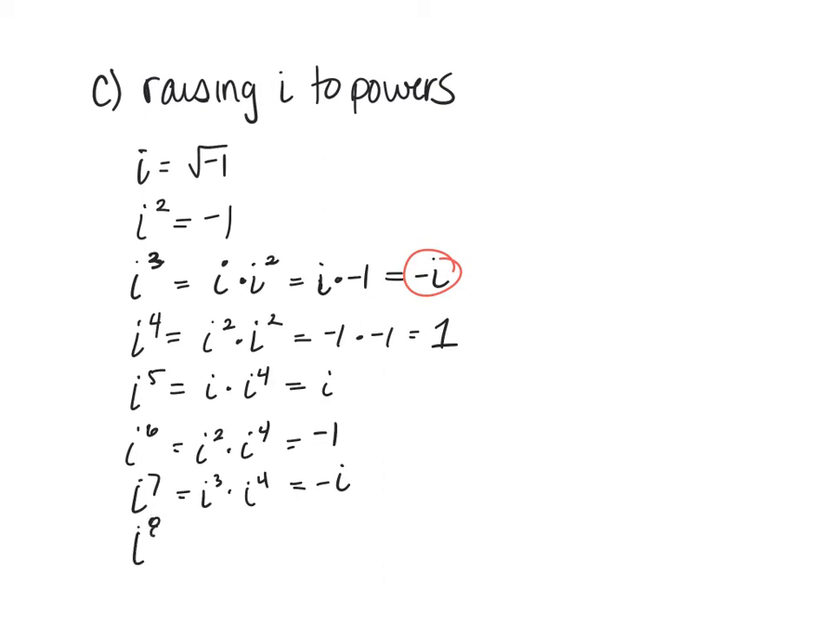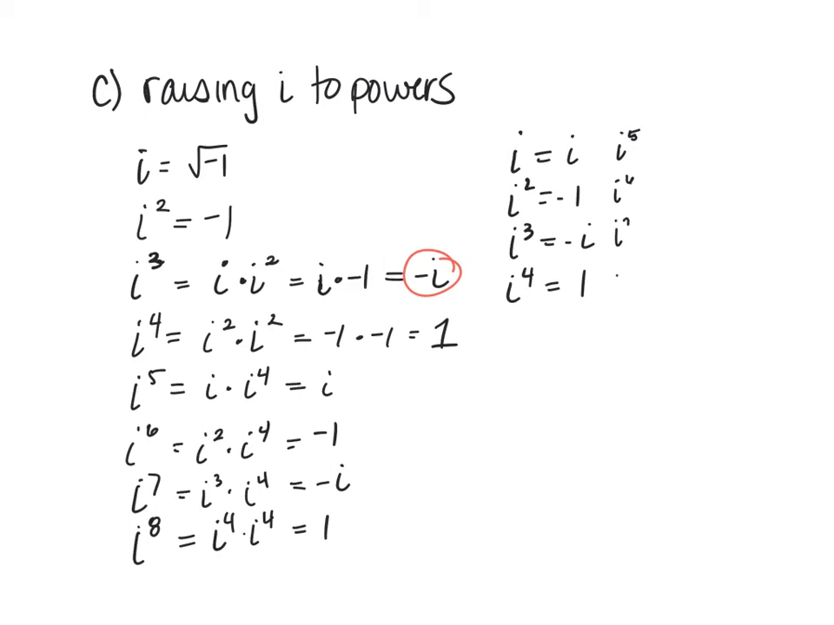And we have this pattern. It repeats. So we get i equals i, i squared equals negative 1, i cubed equals negative i, and i to the 4th equals 1. And then it cycles around. i to the 5th, i to the 6th, i to the 7th is the same thing. i to the 8th, i to the 9th, i to the 10th, i to the 11th, i to the 12th. Every 4, we get back to our cycle of it equaling 1. So we can use that to find higher values.